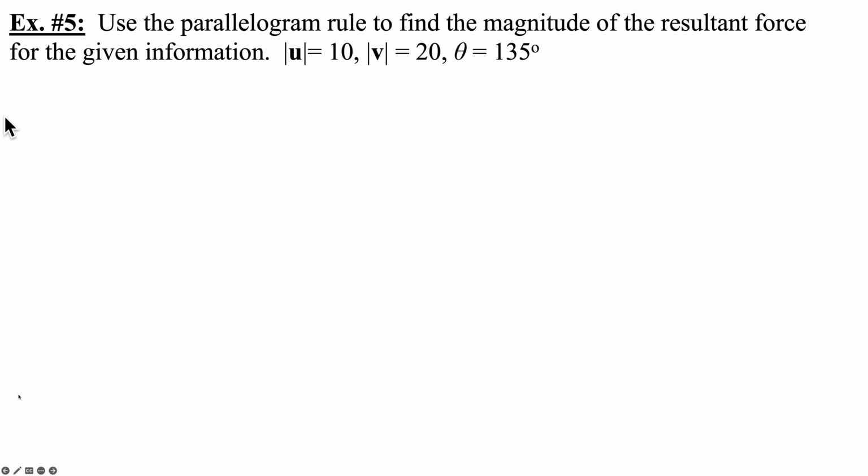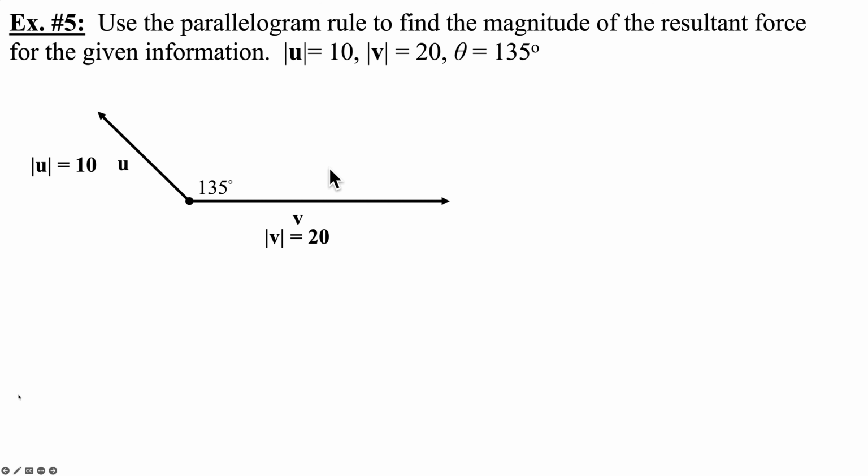Okay, let's look at some examples using our parallelogram adding technique. So here, they're asking us to use the parallelogram rule to find the magnitude of the resultant force. For the given information, the magnitude of u equals 10, the magnitude of v equals 20, and theta is 135 degrees. This is the angle between the two vectors.